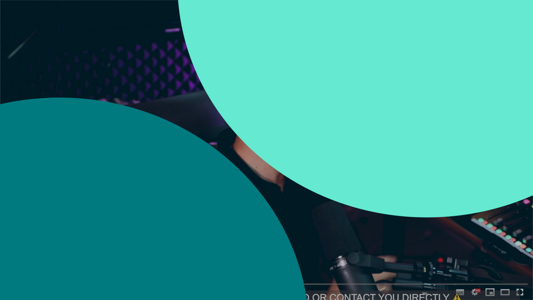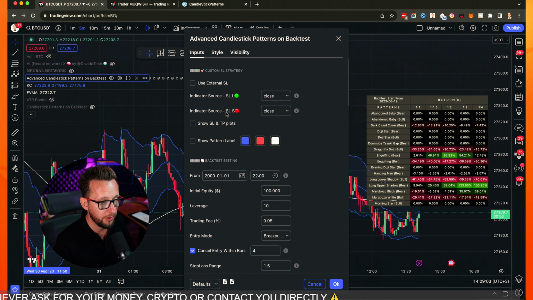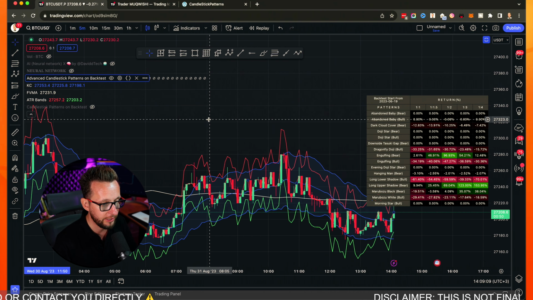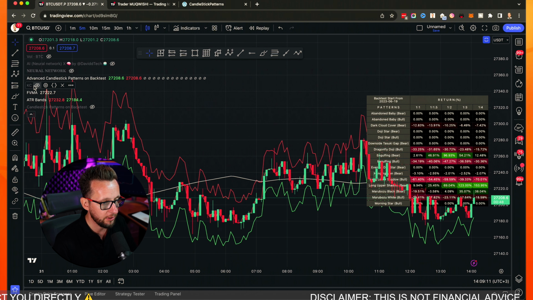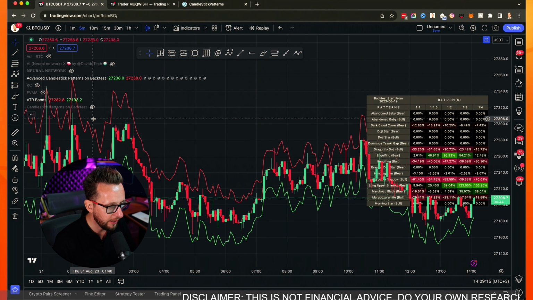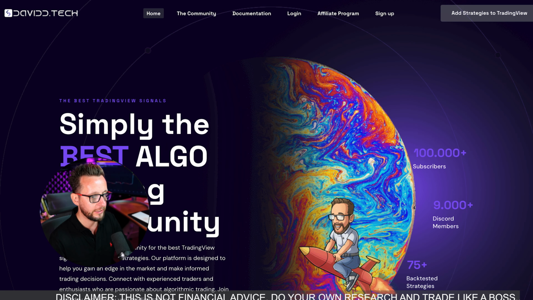Back over to my screen. So I went back over, and as you can see, if you go back to the top up here, you can use an external stop loss. So I've used the ATR bands that we're very used to here on the Daily Tech channel. I use these often. They're by Alexander T. I did actually make a little bit of an edit to this one. If you want to find the edited version, you can find them on my website.